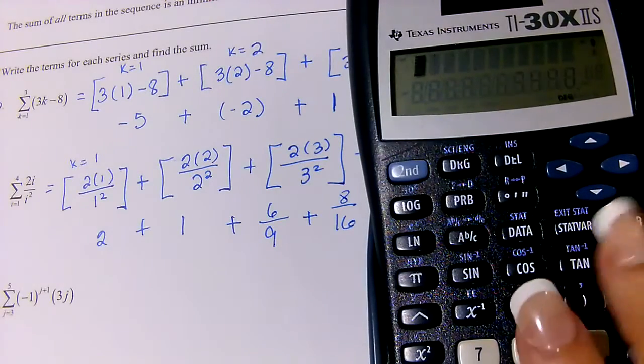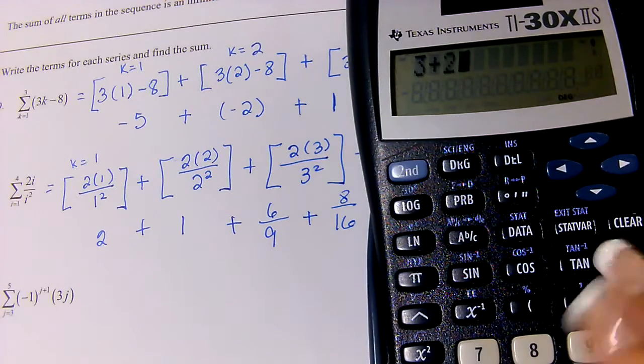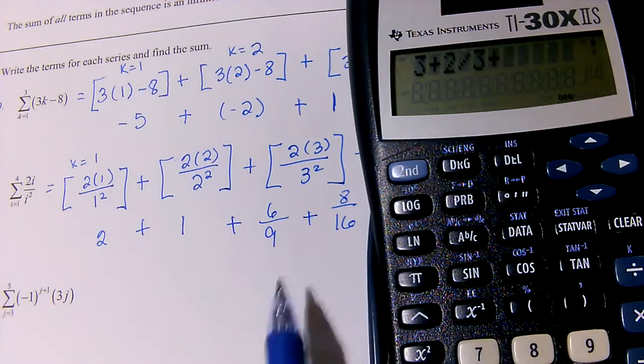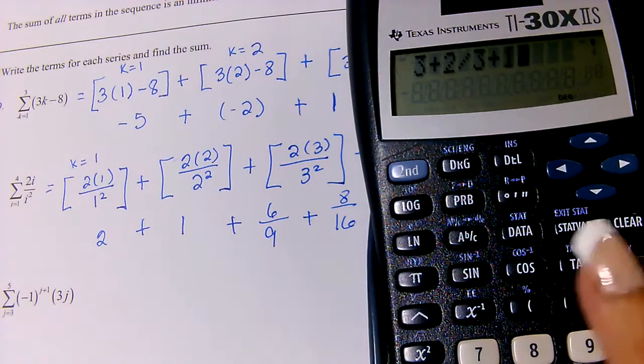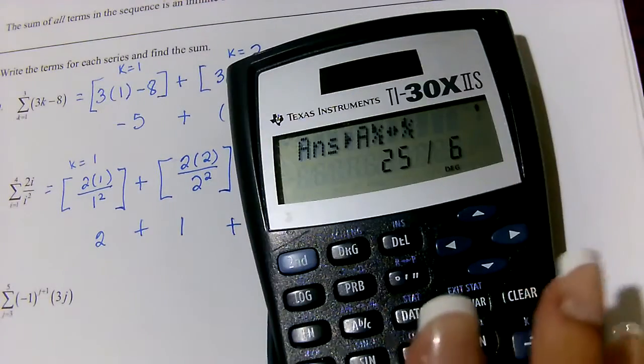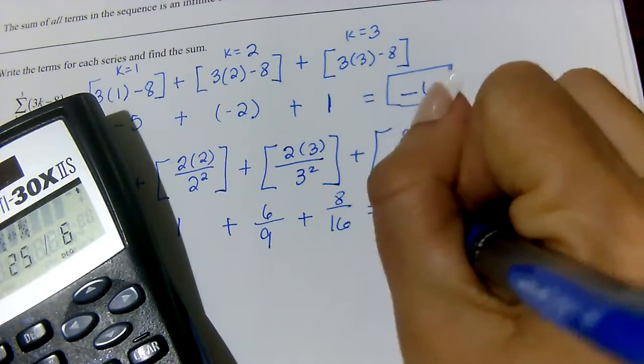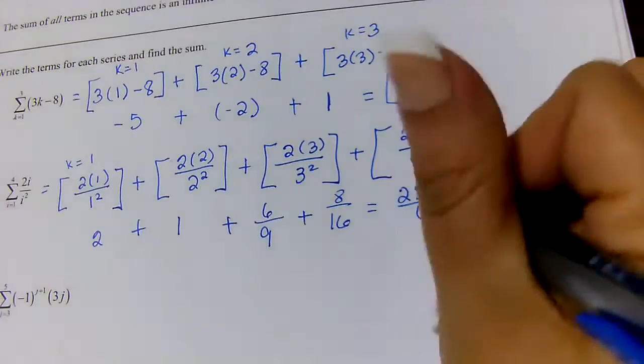Well, definitely 3 plus, this is the same thing as 2/3, plus this is the same thing as 1/2. So I add everything in there and we get 25 over 6. So here my answer is going to be 25 over 6. Okay, that's answer number 2.